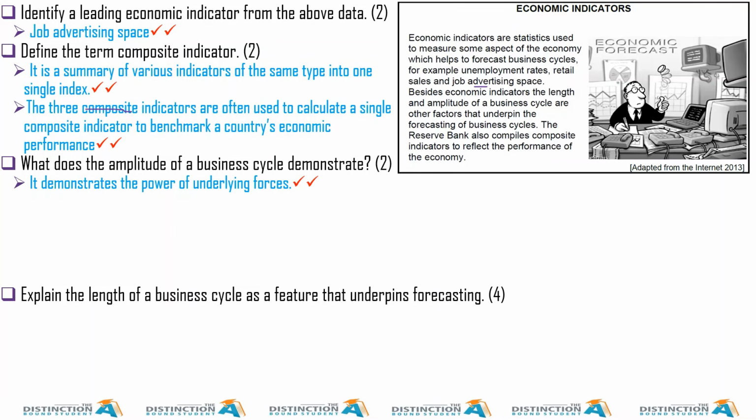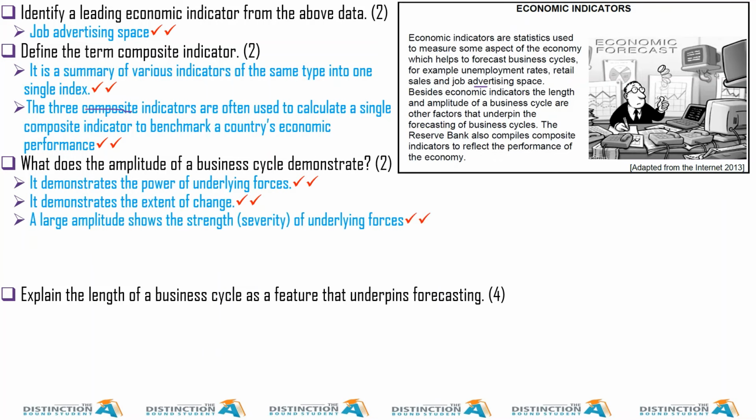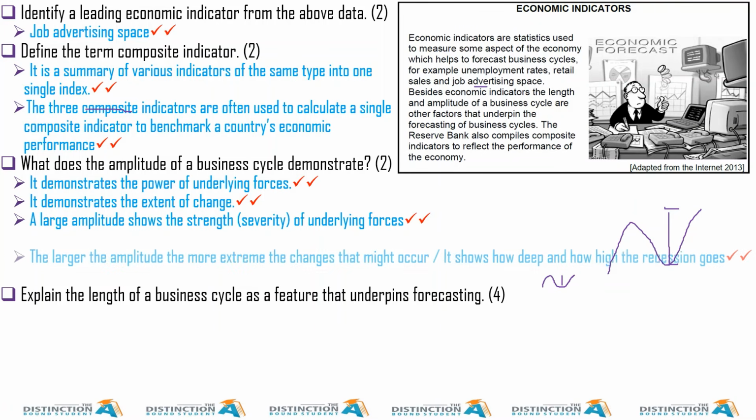Is that from a peak to a trough, that vertical distance there? So it demonstrates the power of underlying forces. It demonstrates the extent of change. A large amplitude shows a strength or severity of underlying forces. This is something like, the difference between this and this. You see, the amplitude here. So the large amplitude, like this one here, shows the strength or how severe these underlying forces of up and down are. You see what we mean there.